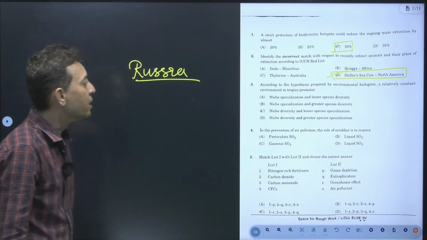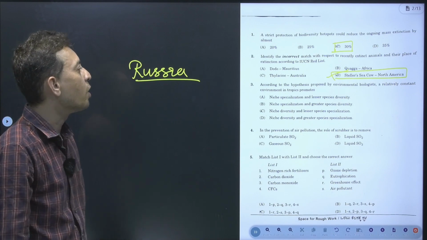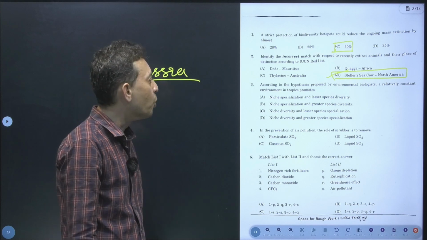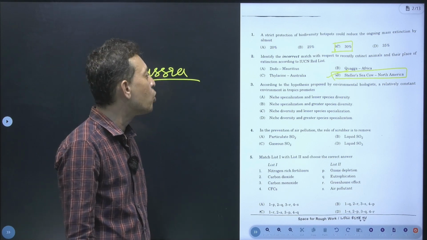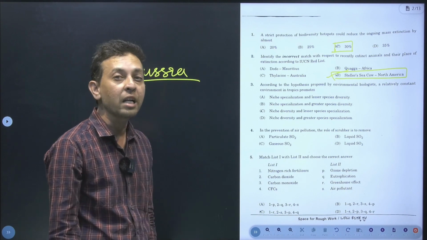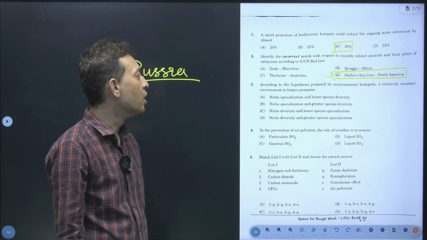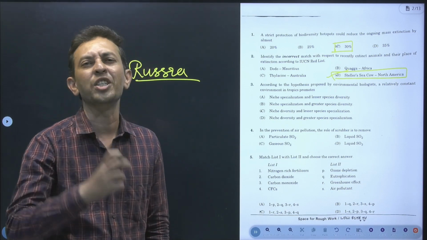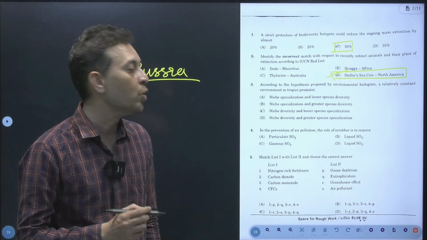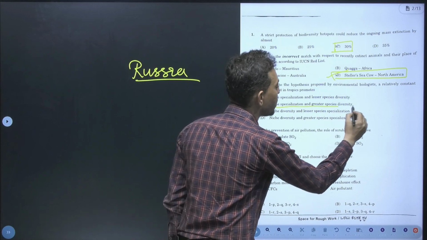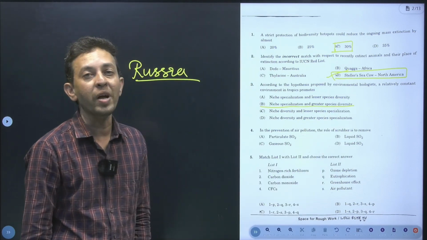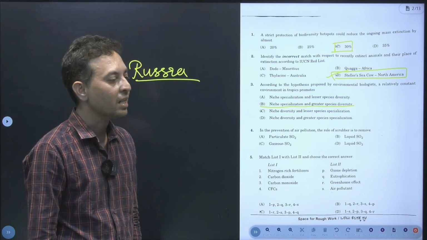Next, moving on to the next question. According to the hypothesis proposed by environmental biologists, a relatively constant environment in the tropics promotes what? If the environment is very stable, what would the organism do? It will go for niche specialization and it will end up with greater species diversity.